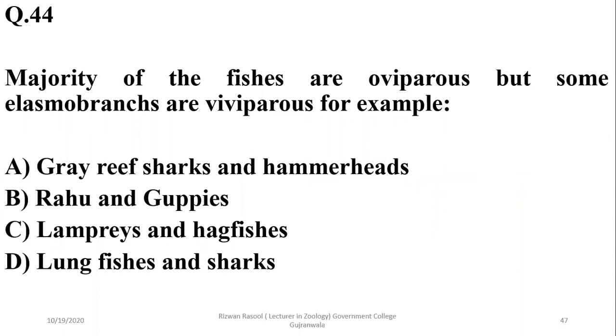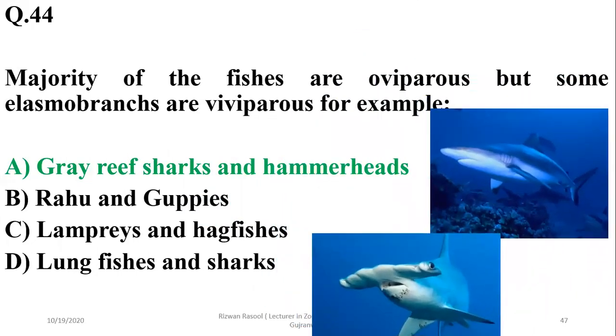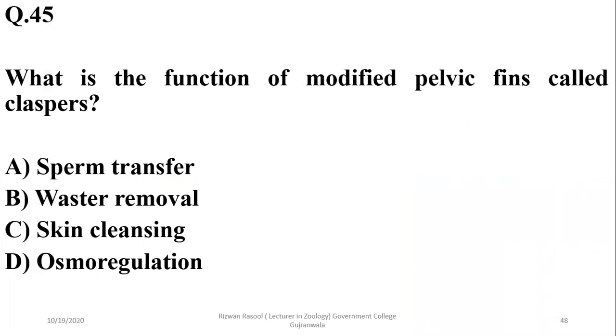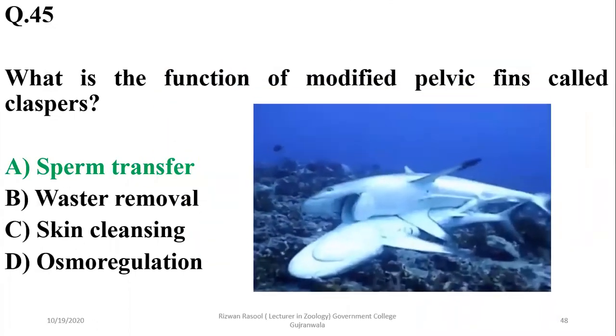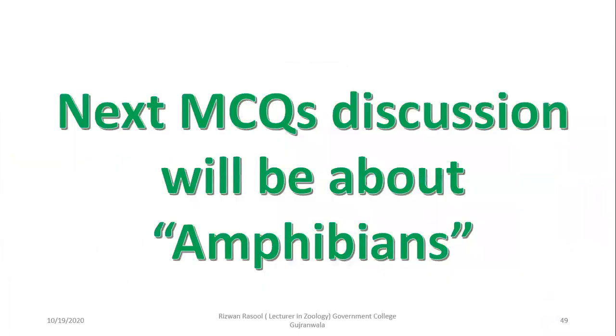Majority of the fishes, they are oviparous, but some elasmobranchs are viviparous. For example, gray reef sharks and hammerhead sharks, they are viviparous fishes or viviparous sharks. And the last question is, what is the function of modified pelvic fins called claspers? They're used for sperm transfer in those fishes which are having internal mode of fertilization.